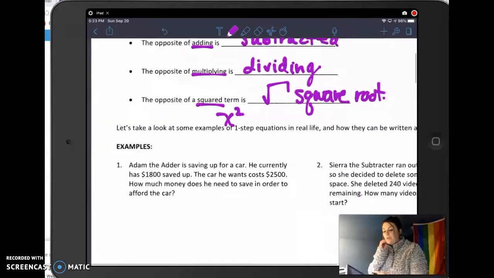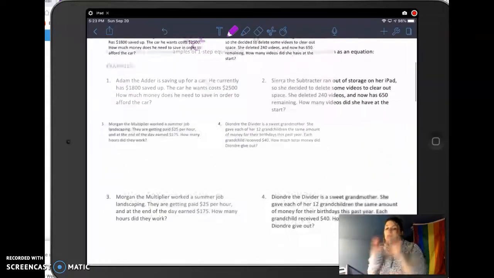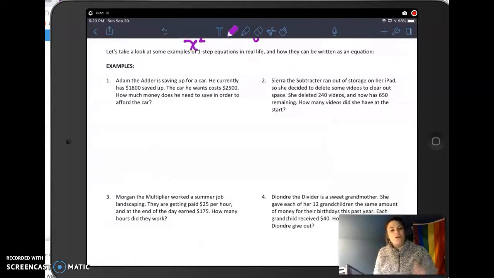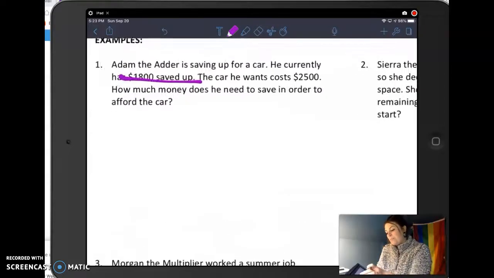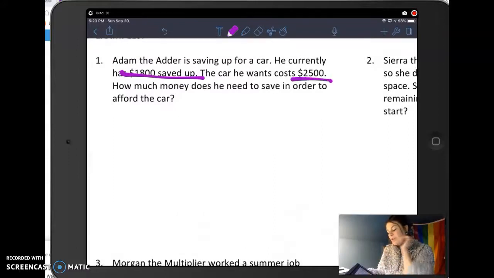All right, so we're going to talk about a couple real life, quote unquote, examples of one-step equations where you would be able to do these equations in your head without an equation, but thinking about it as an equation can help introduce you to the idea of one-step equations. So let's talk about Adam the adder. He currently has $1,800 saved up, and the car he wants is $2,500.